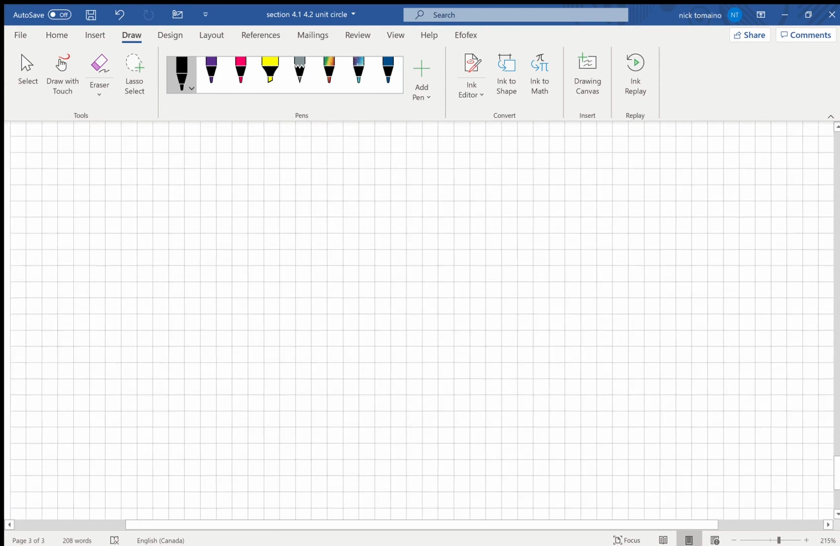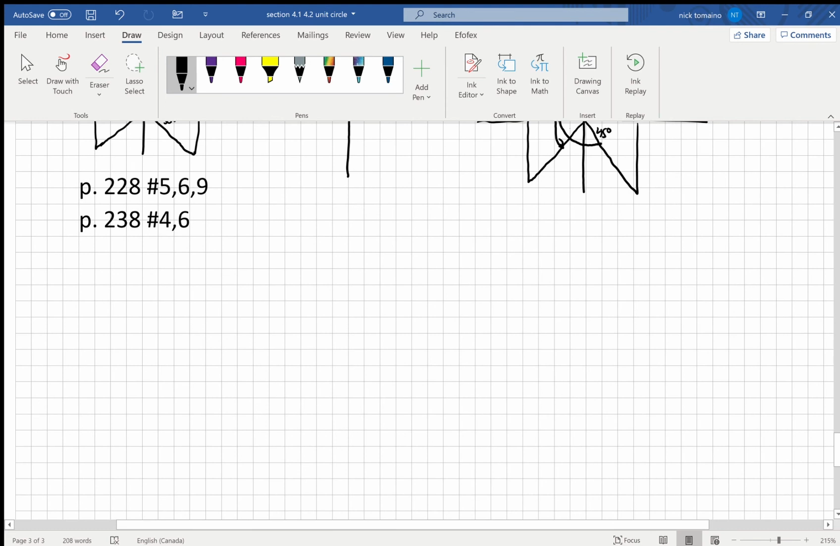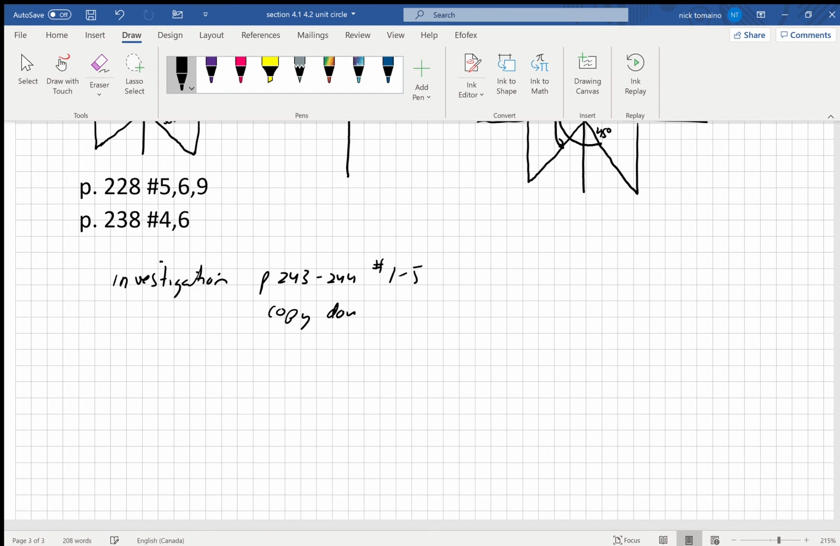And I deleted it, but I also have next day's lesson. In this one here, you're just going to do an investigation and copy out some examples. So you're going to do the investigation. It's page 243 to 244, numbers 1 to 5. And I want you to copy down examples 1 to 3 on page 244 to 245.